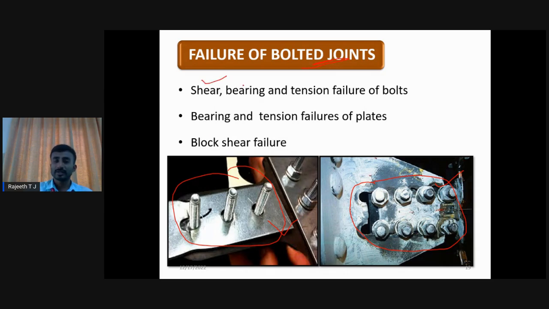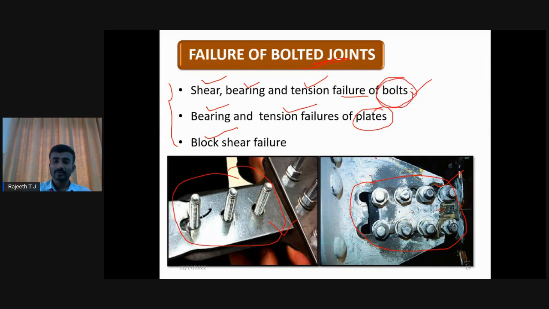The first is shear failure, then bearing failure, and tension failure, three kinds of failures. Next are bearing failure, tension failure of plates, and the last one is block shear failure. So these are the typical failures of bolted joints. If you consider the first one, what will happen?